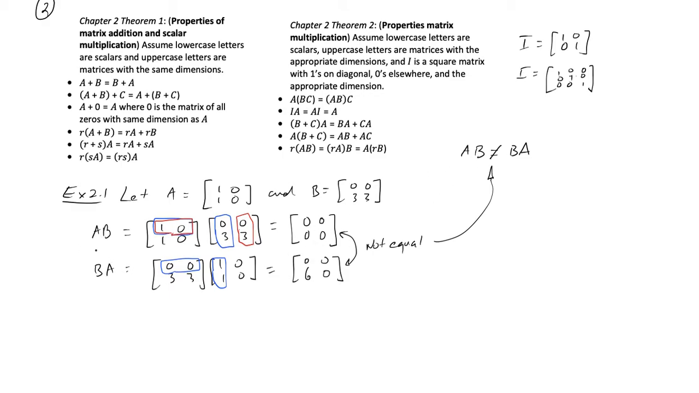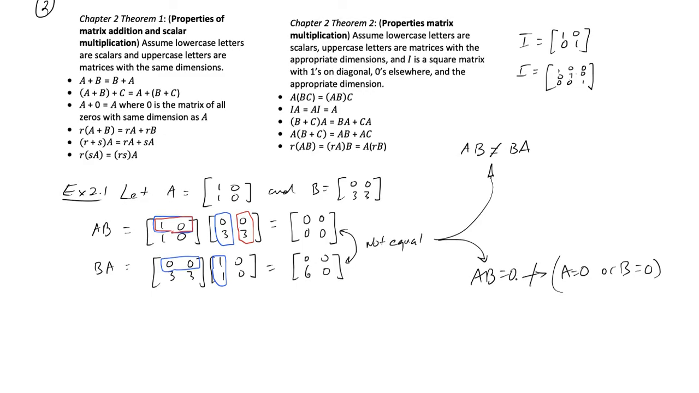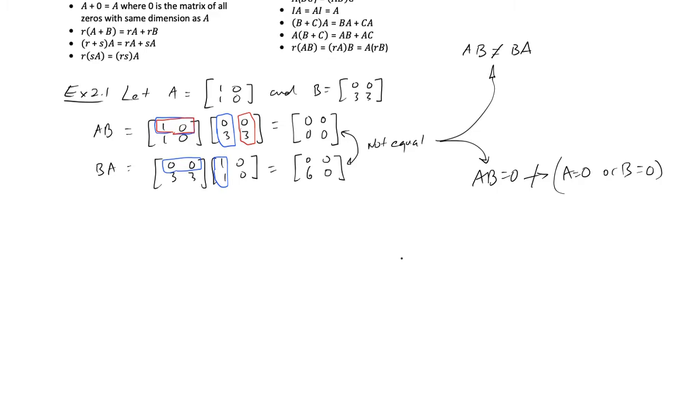And there's another strange consequence of this, and that is you can have a product of things that equals 0, and that does not imply that one of the two pieces is 0. So AB equals 0 does not imply that A equals 0 or B equals 0. This is a feature of real numbers, but it's not a feature of matrices. And that makes matrix algebra fundamentally different than real number algebra. Let's look at another example.